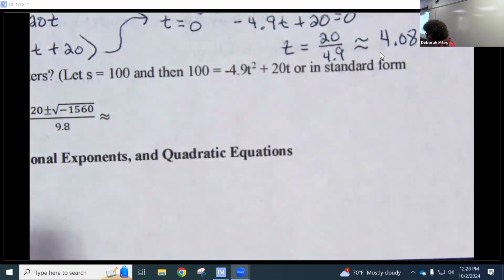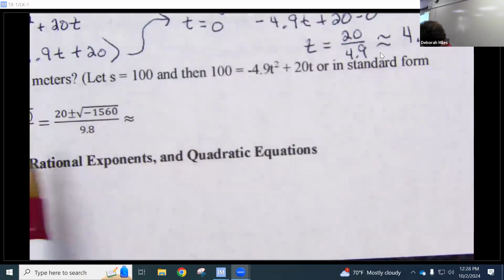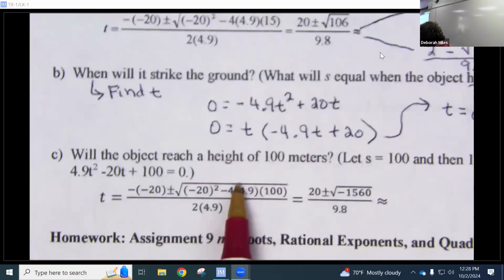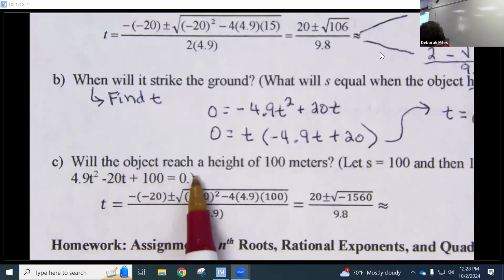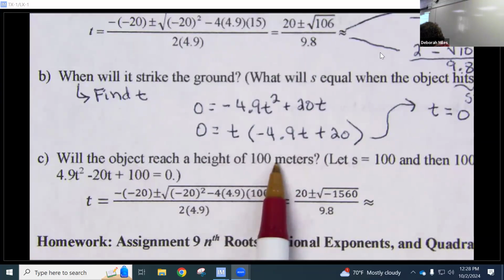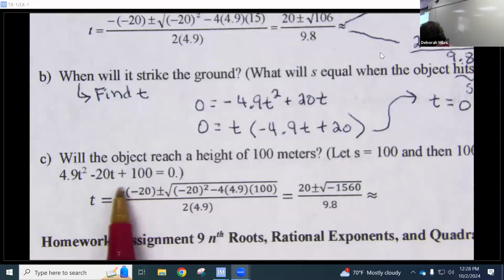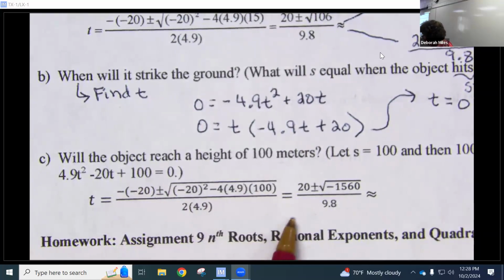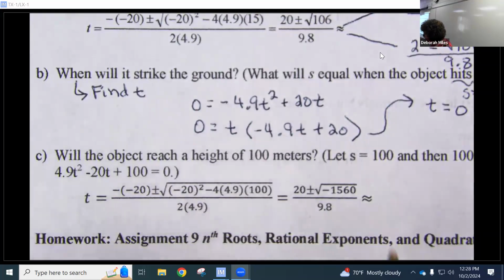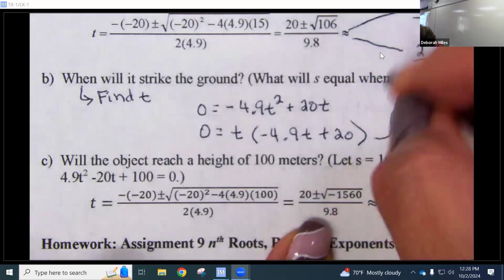All right, the C part, once again, I've typed it all in because I knew we wouldn't have time. But it says, when will the object reach a height of 100 meters? I put 100 in place of S and then got it in standard form and plugged all those numbers into the quadratic formula. But what can I say right here? That's not a real number.